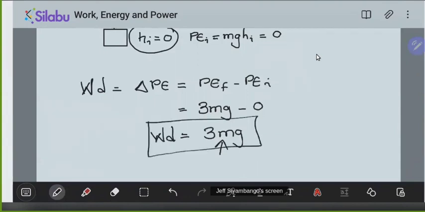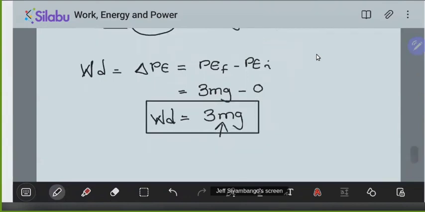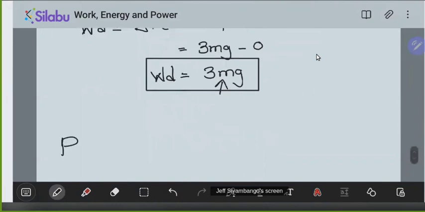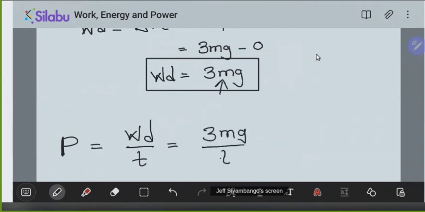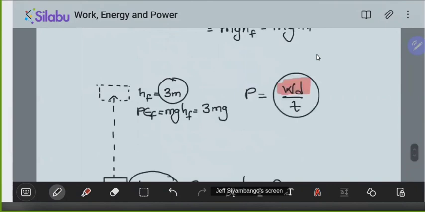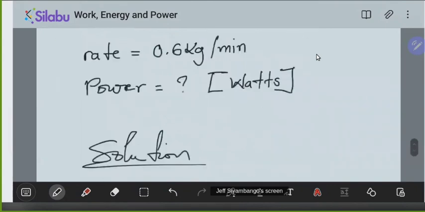So let's take this back to the definition for power. Remember, we're looking for the minimum power. Power is work done over time. But we've just seen that the work done is 3mg. So we still have that time here. Let's check again. The height there was 3, was it? Yes, the height was 3 meters.